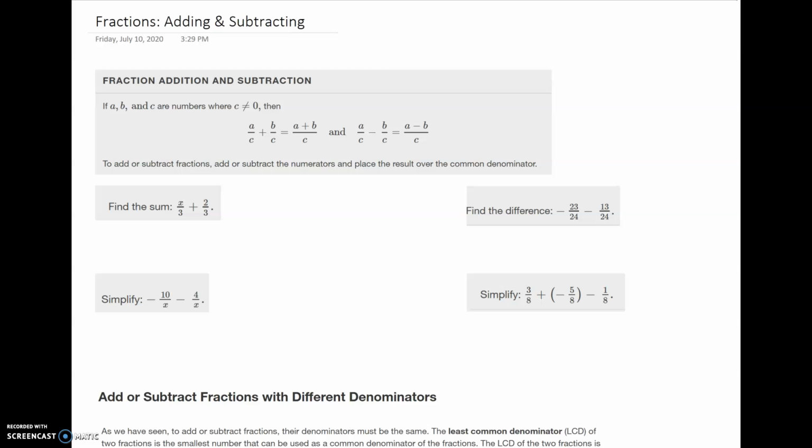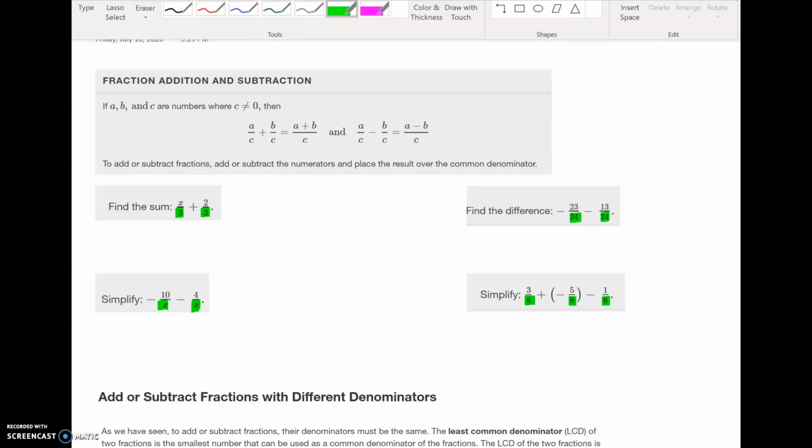So the first section of problems is really just dealing with that. If we take a look, all of my examples here have the same denominators. For the first one, the denominators are 3. For the second one, the denominators are 24. The fourth one, my denominators are x. And for the last example, all the denominators are 8. So that is what we want. We want the denominators to be the same, and we're in luck because they are.